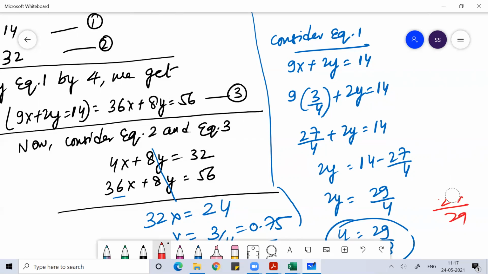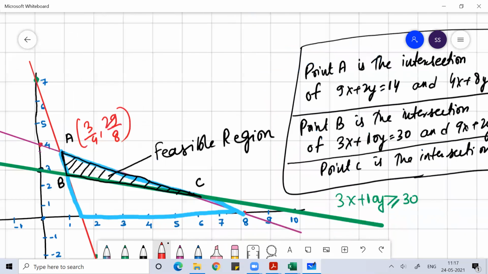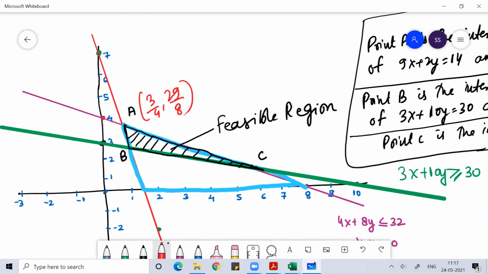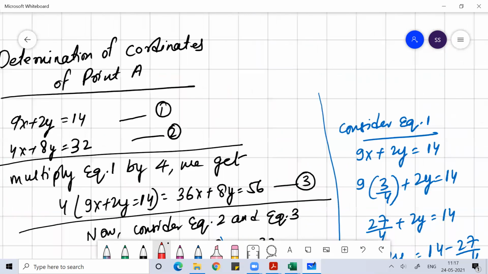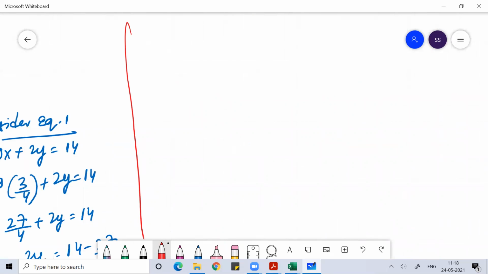Okay, so I hope you understood this. Once I got the point A coordinate, I need to find point B and point C. So simply, you know how to solve a linear equation. You just solve a linear equation, and we'll find point B and point C.